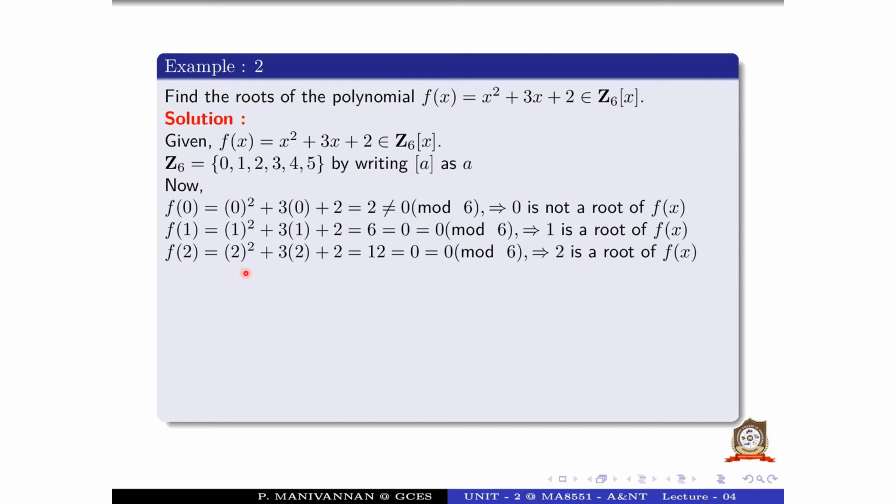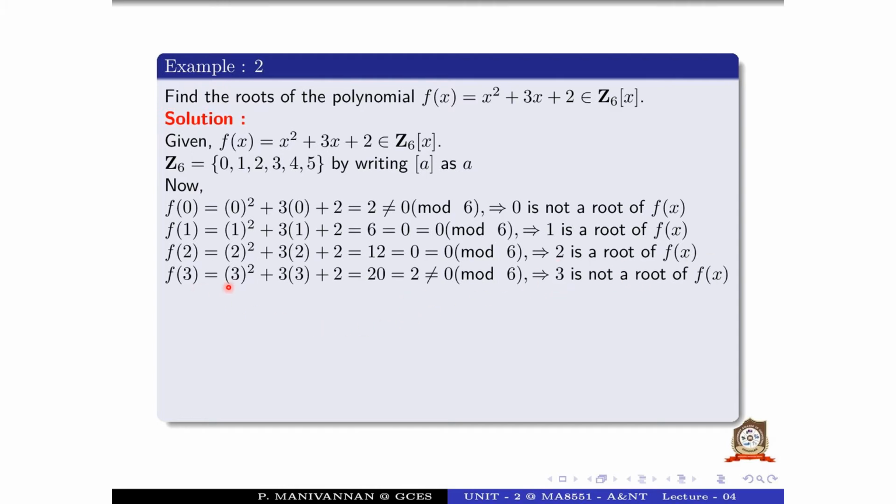Similarly, f(2) = 2² + 3·2 + 2 = 4 + 6 + 2. So 6 + 2 is 8, 8 + 4 is 12, and 12 equals 0. So 2 is also a root.